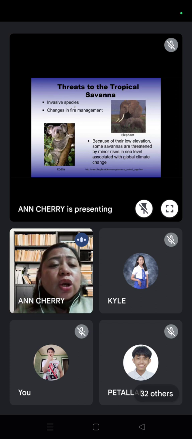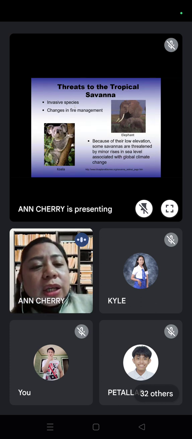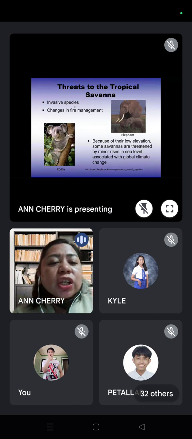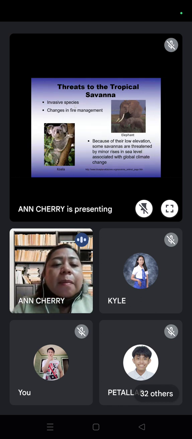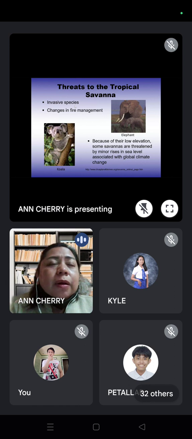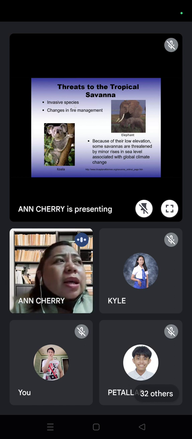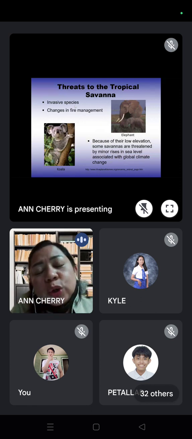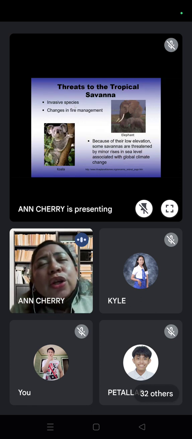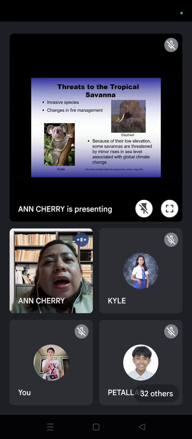It is all about invasive species, introduced exotic species, and changes in fire management. Actually, the fire plays an important role in this ecosystem. So, fire enhances growth of grasses, actually. It enhances growth of grasses, the fire.